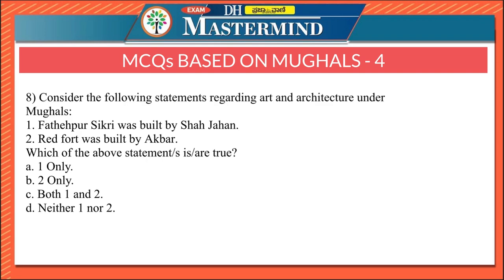Eighth question says, consider the following statements regarding art and architecture under Mughals. Fatehpur Sikri was built by Shah Jahan. Red Fort was built by Akbar. Here, both the statements are false. Therefore, the right option is option D, neither 1 nor 2. Fatehpur Sikri was built by Akbar, while Red Fort was built by Shah Jahan. So, please remember these 2 points.